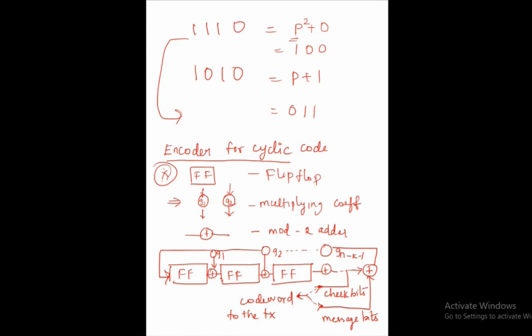So you will have flip-flops, modulo 2 adders, and then your multiplying coefficients. Then you will get 2 kinds of bits, the check bits and message bits. Your code will have both. Whenever you are sending message bits, you have to link the message bit switch to this circuit. Whenever you are transmitting check bits, you have to link the check bit switch to your system. So this is your encoder diagram. In the next class we will see how to solve problems in the decoding part.